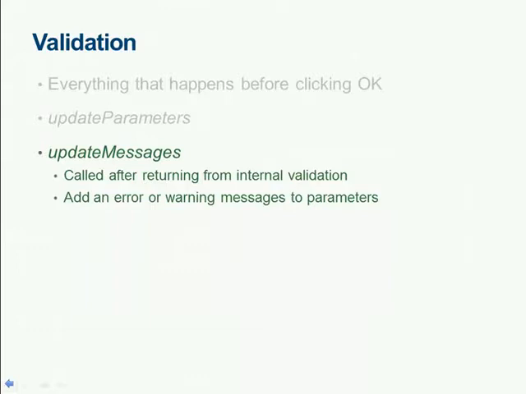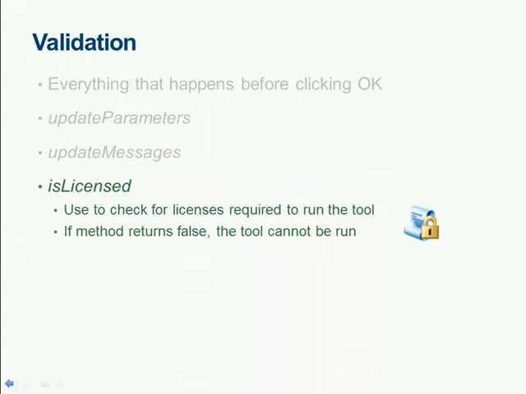updateMessages is going to be called after returning from internal validation. What we mean by internal validation is the geoprocessor's validation. This is run, for example, to test if data sources exist. That would be an example of an internal validation. But once we return from that validation, we have the opportunity to add an error or a warning message to parameters. The reason we might want to do this is that, based on a value that was inputted into a parameter, we might want to test it for certain things. And if it fails that test or there's a problem, we might want to add an error or a warning message to that parameter.